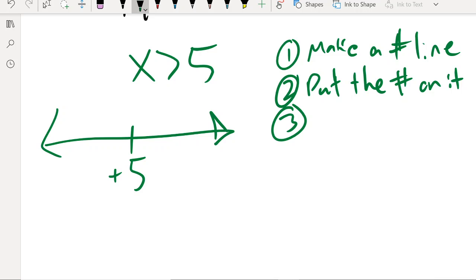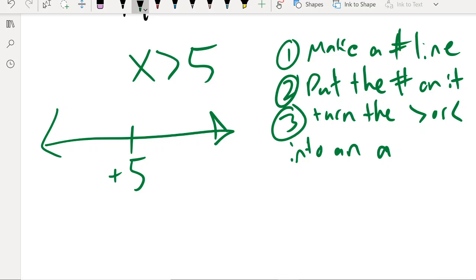Step 3: turn the sign, whatever the inequality sign is, greater than or less than, into an arrow. So here's where the magic happens, kids. If you have this, whoa, what is that? That's an arrow. Check it out.